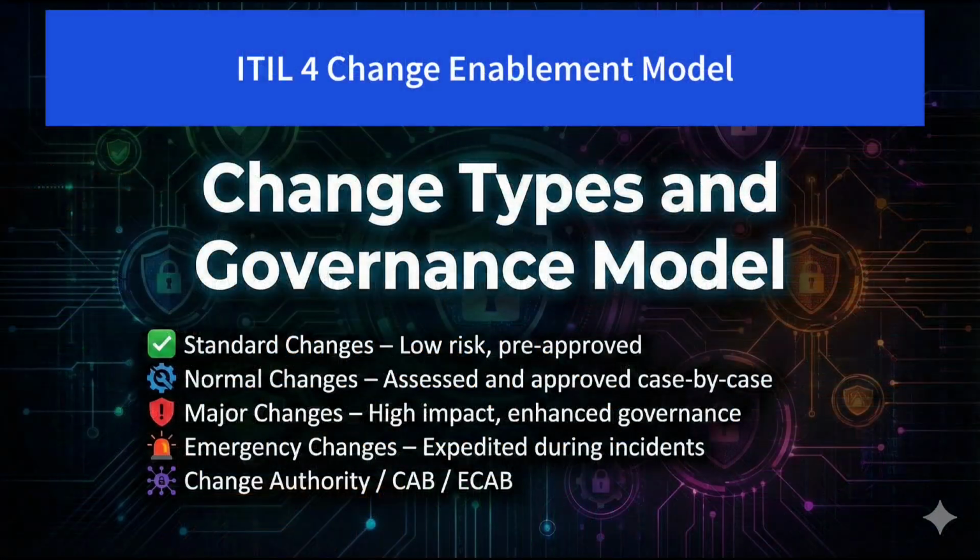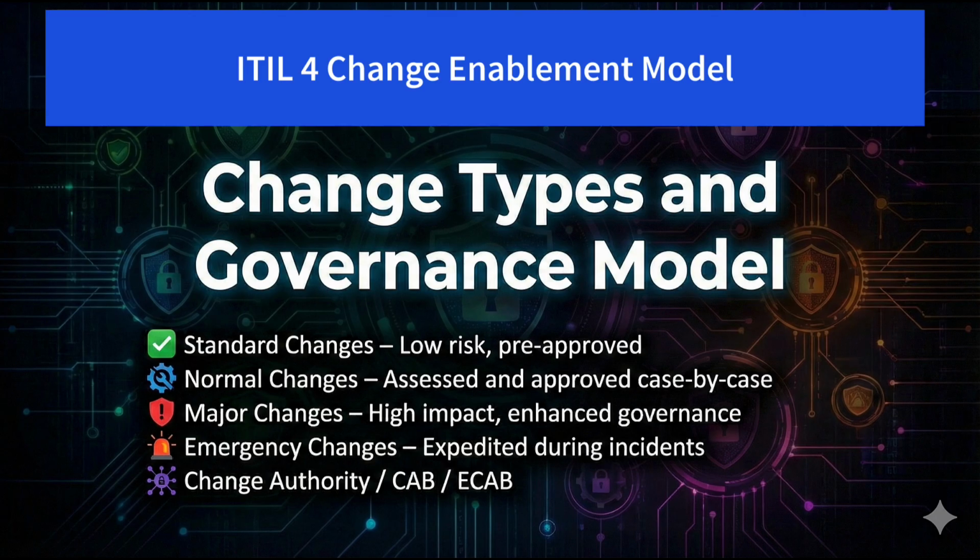Most modern change programs follow the ITIL 4 change enablement model, which categorizes changes by risk and impact. Standard changes are low risk, repeatable, and pre-approved, such as routine patching or adding a monitored user account following a documented procedure. Normal changes are reviewed individually and approved before implementation. The final change authority for these and major changes is the Change Advisory Board, or CAB.